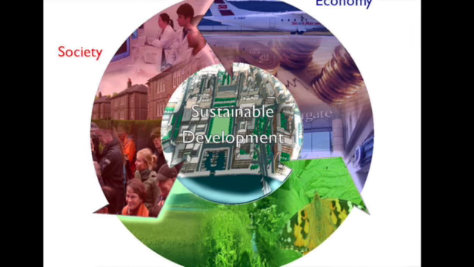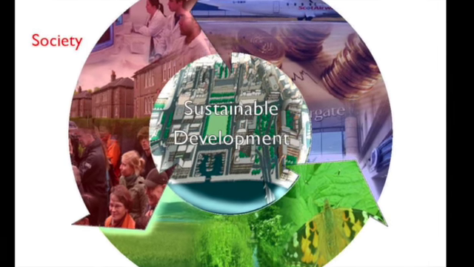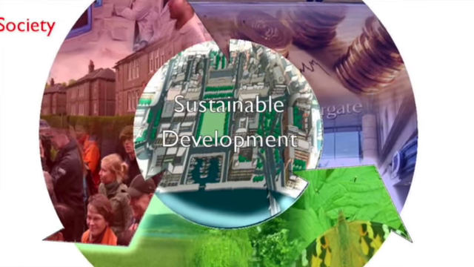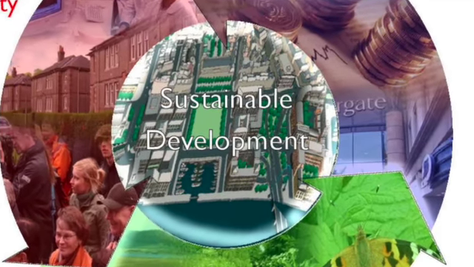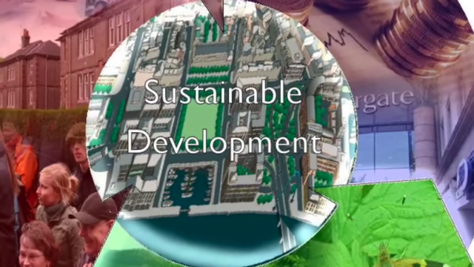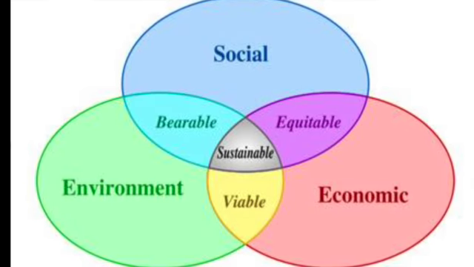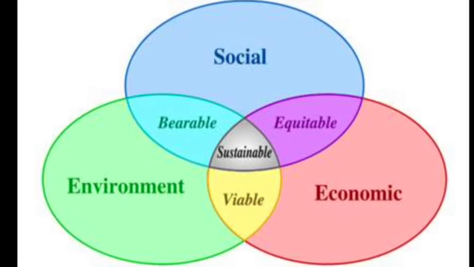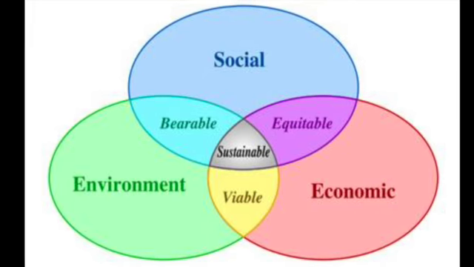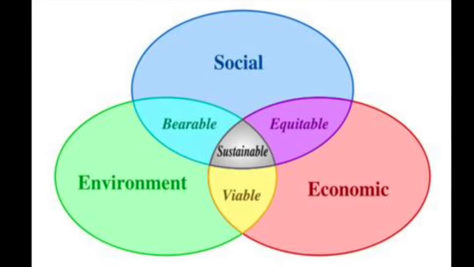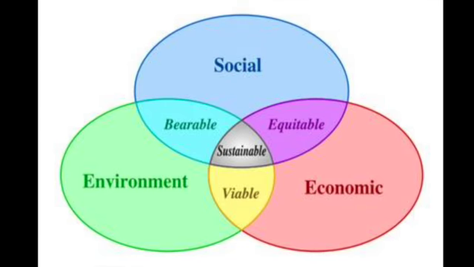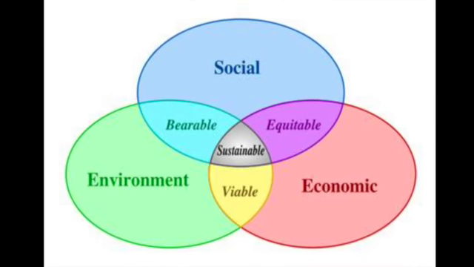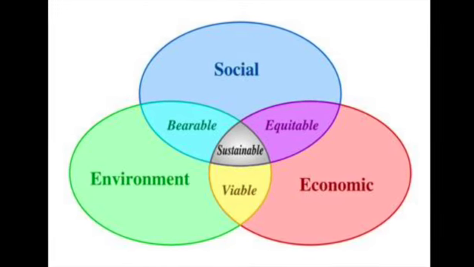We are only successful if we are able to make enough profit to cover costs. Therefore, we are supposed to only use natural income, which relates back to sustainability as explained before. In the diagram, in order to be sustainable, we need to combine social, environmental, and economic factors equally. If not, we might be bearable, equitable, or viable, but not fully sustainable.